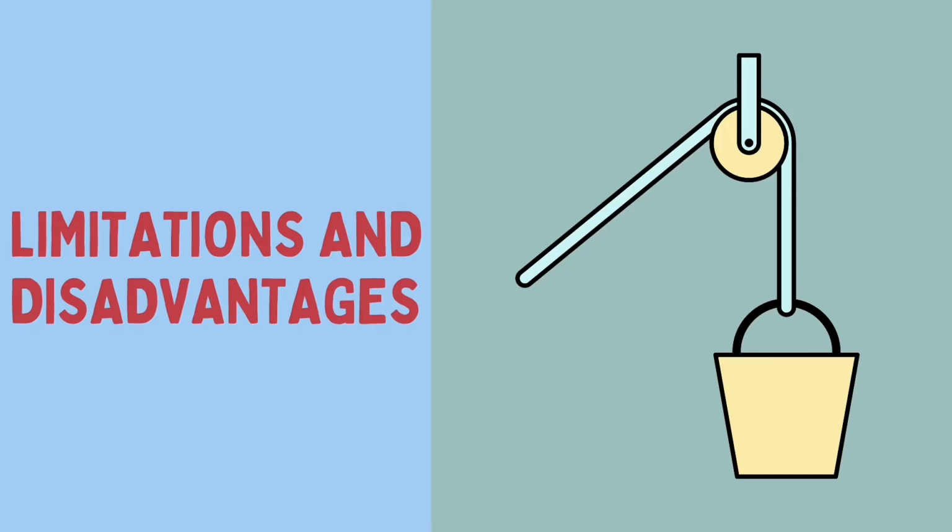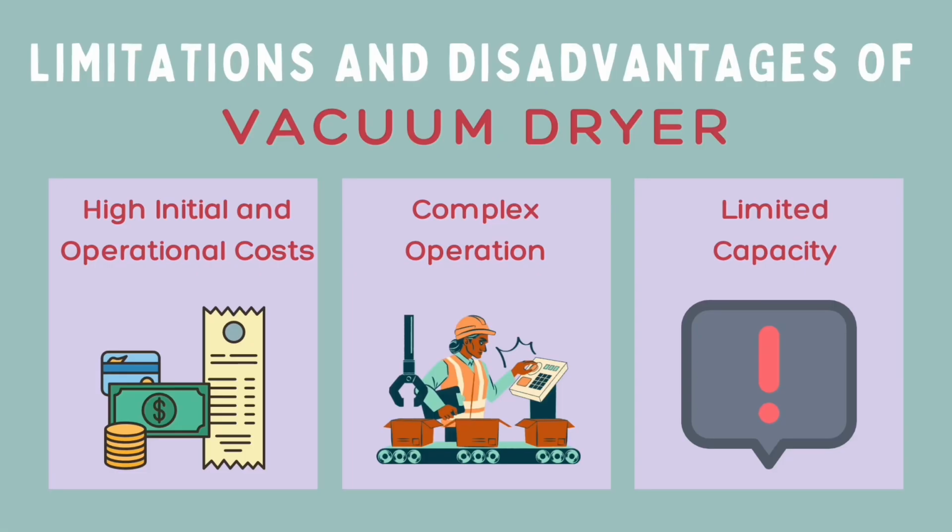Now, I would like to state and explain the limitations and disadvantages of vacuum dryer. So first, vacuum dryer has a high initial and operational cost. Why? This is because it requires a vacuum pump and a sealed chamber, making them more expensive to set up than other dryer methods. Next, the maintenance cost can also be high due to the complexity of the system, especially for large-scale industrial applications.